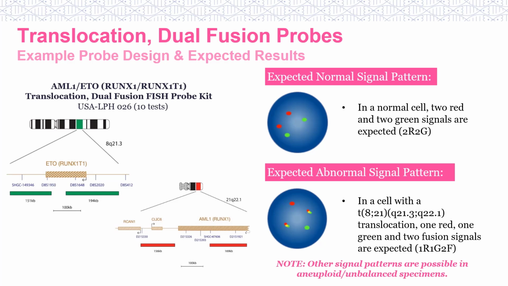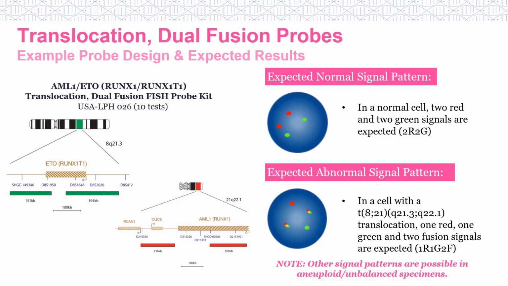The chromomaps on the left depict the probe set that consists of two 151 kilobase and 194 kilobase probes labelled in FITC green on either side of the ETO, also known as RUNX1T1 gene, and two Texas red probes. One is a 156 kilobase probe centromeric to the AML1, also known as RUNX1 gene, including the CLIC6 gene, while the other is a 169 kilobase probe labelled in Texas red telomeric to the AML1 gene, extending beyond the marker D21S1921.